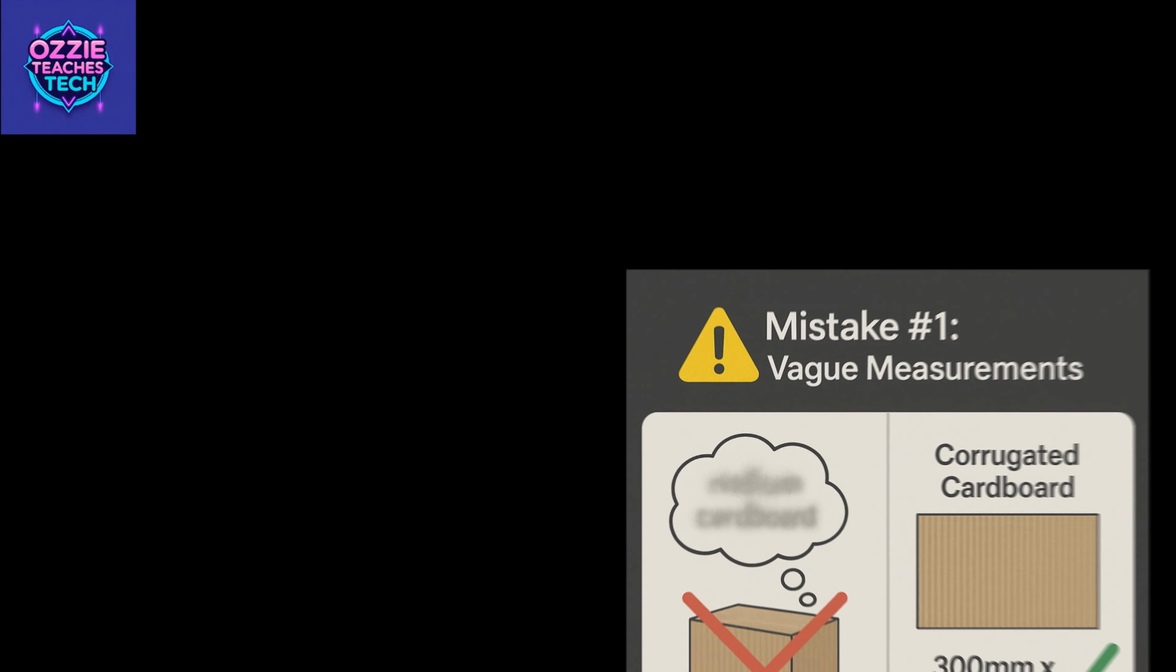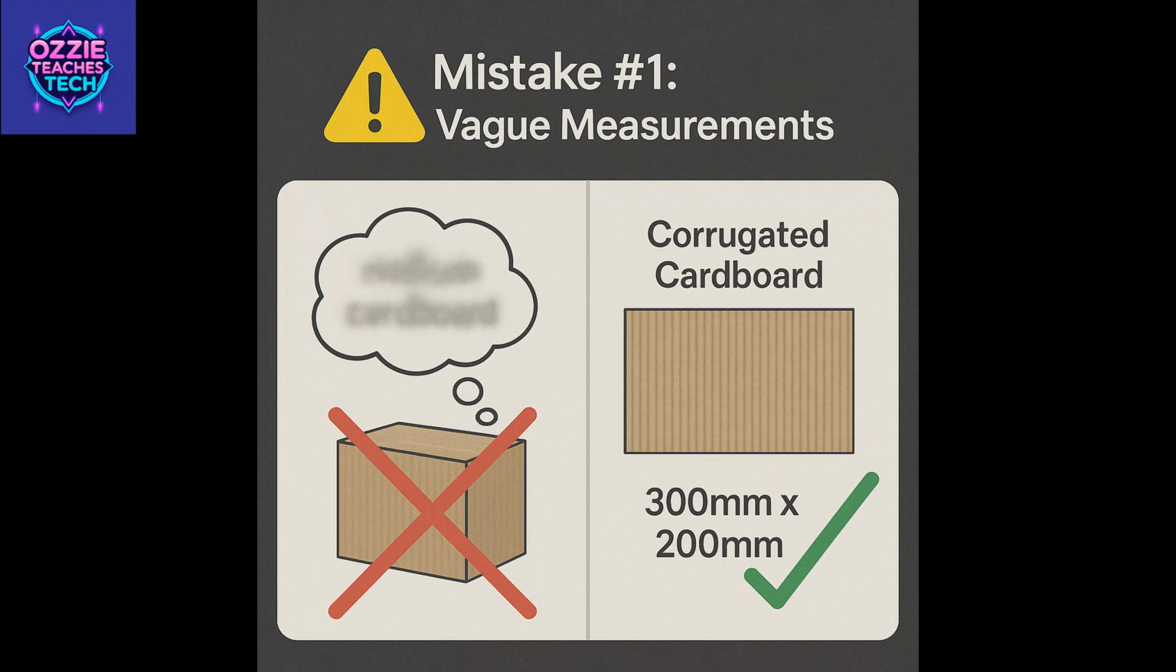Let me share the most common mistakes I see students make with Strand 4. Mistake number 1, vague measurements. A medium-sized piece of cardboard, corrugated cardboard, 300mm by 200mm by 3mm thick. It doesn't make sense. Mistake number 2, missing views. Don't just show one angle of your product. Show how it looks from all relevant perspectives.